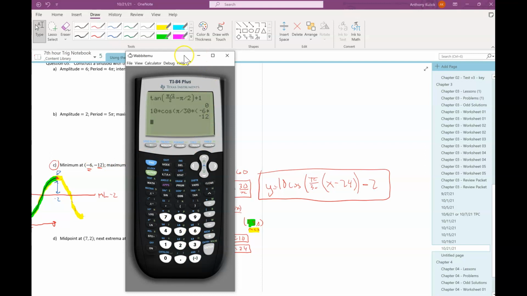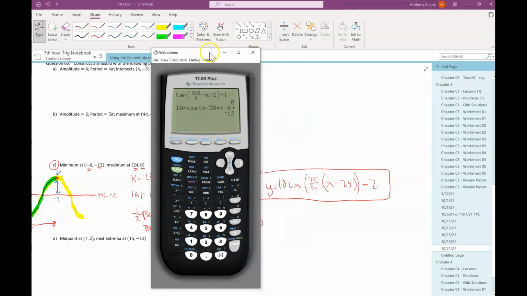It did. And I should check both points though, because it is possible you get one that'll work and one that won't. So just doing the same thing, but instead of -6, I'm going to put in the 24. Make sure I got 8, which I did. So that's a way you can kind of check your answer.